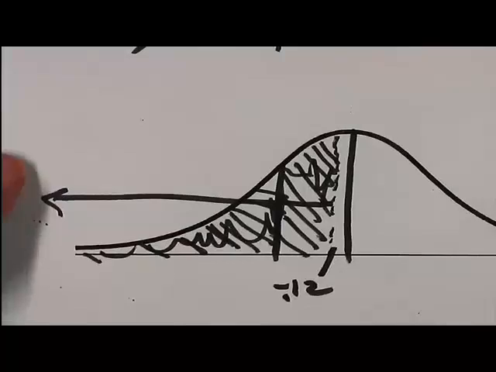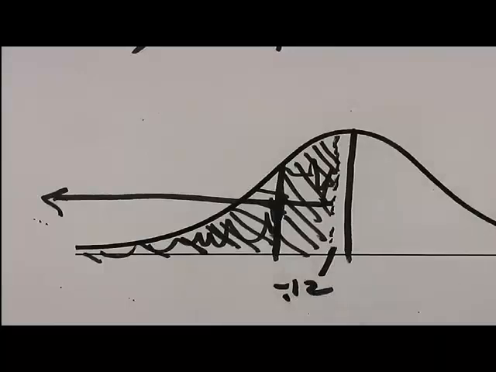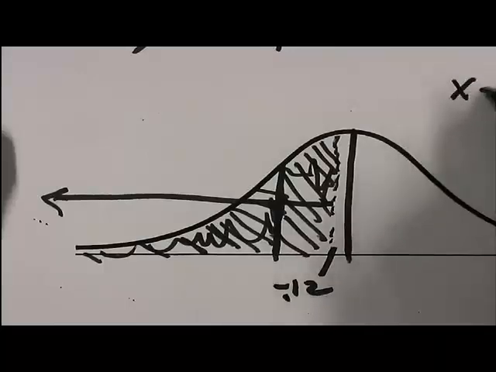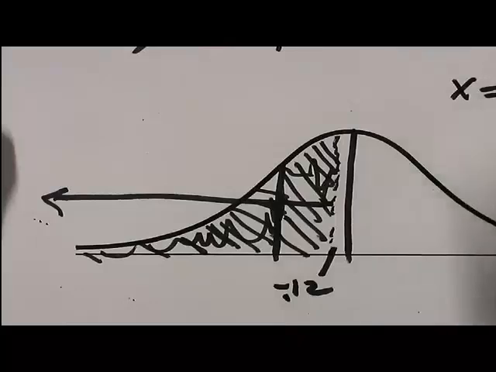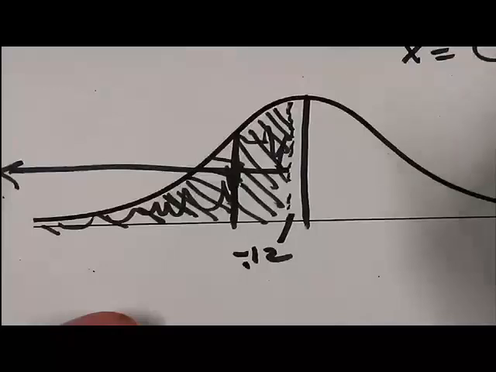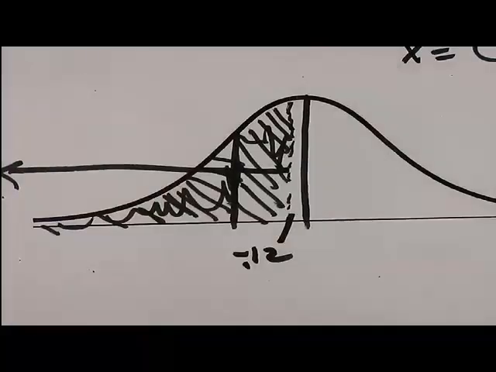All right, so I want to find my raw score now, because I've got the z-score of negative 0.12. So my raw score is equal to my z-score, negative 0.12, times my standard deviation, which is 250, plus my mean, 1250. All right.